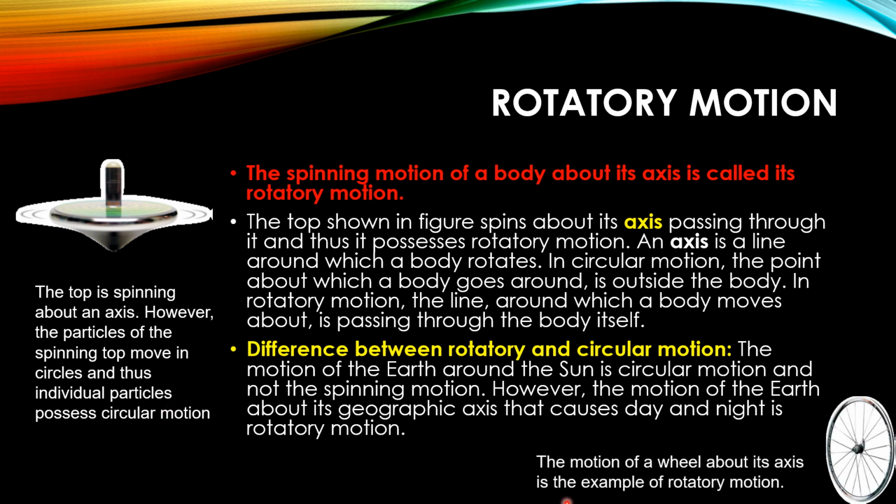There is another example. The motion of a wheel about its axis is an example of rotatory motion. This is the axis about which this wheel will be rotating. But again, the particles, either the dust or any air particles moving along with this wheel, will have a circular motion.